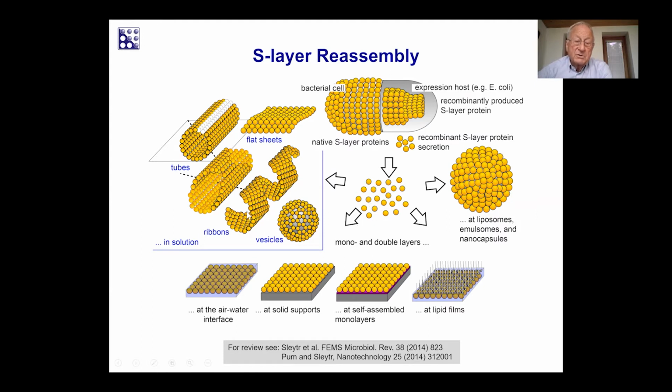This can happen in solution. We get cylinders, flat sheets, or vesicles. But we can also crystallize them on liposomes, emulsomes, nanoparticles, nanocapsules. But an important point is also that they actually crystallize on interfaces, on surfaces. This can be the air-water interface. We can crystallize them on solid supports. This can be metals, polymers, semiconductors. We can self-assemble them on monolayers, which are generated on solid supports or on lipid films.